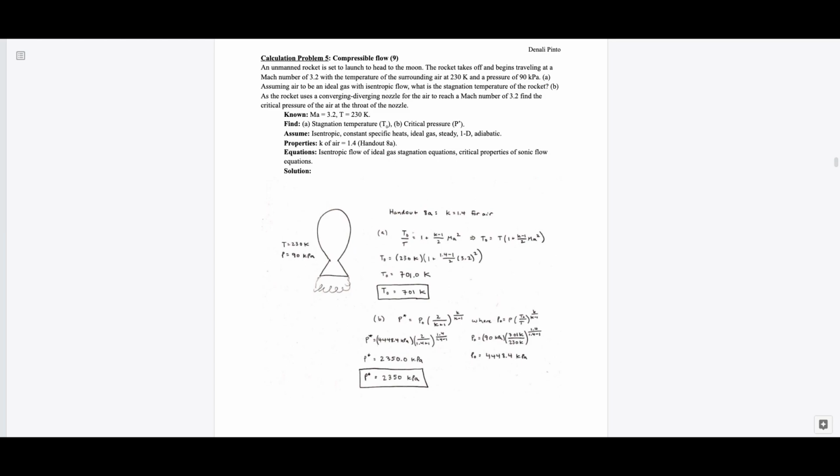In Part A, the stagnation temperature was found using the given values and the stagnation equation for temperature. This was then used in Part B to find the critical pressure of the air, which would be located at the throat of the converging-diverging nozzle.